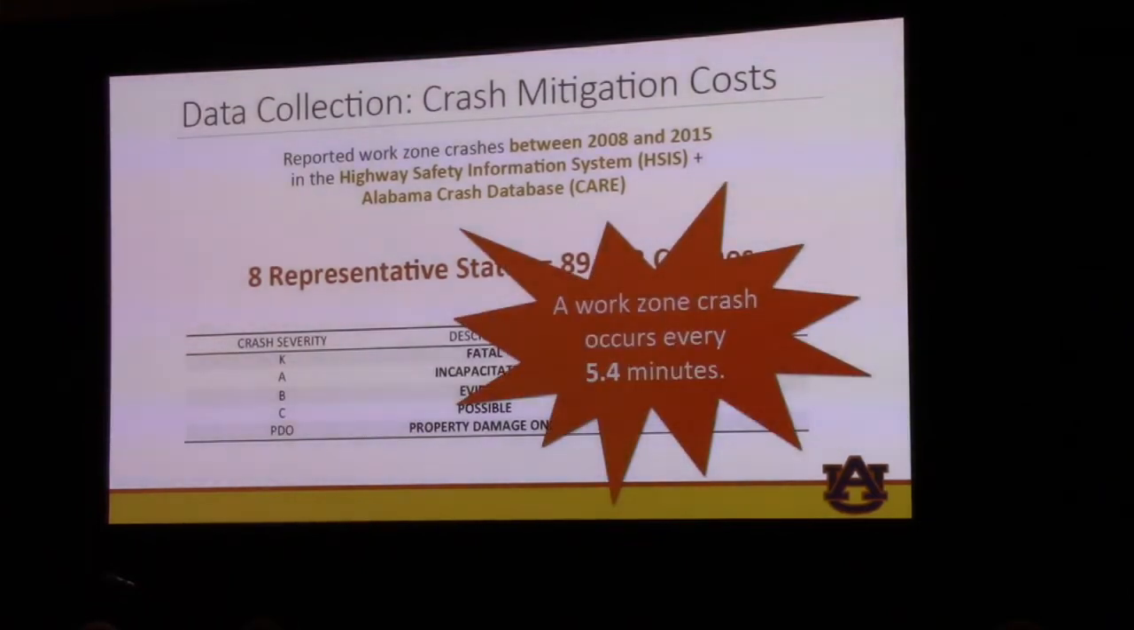Now, this is also an interesting statistic that comes from Federal Highway, that a work zone crash occurs every 5.4 minutes. That is an incredible statistic that shows us that this is not a category that we can just ignore. Across the years, interstate crashes have changed considerably, but work zone crashes have not. They've maintained about the same rate since 2005, which is when we went back to.